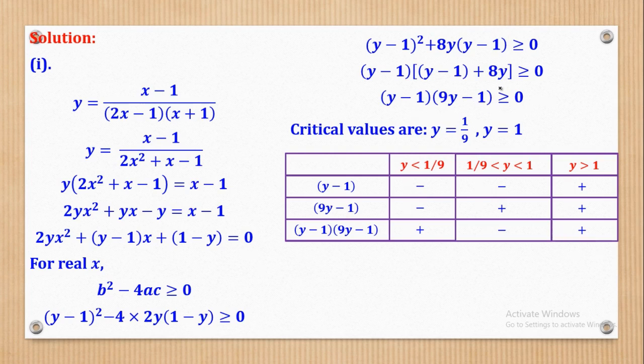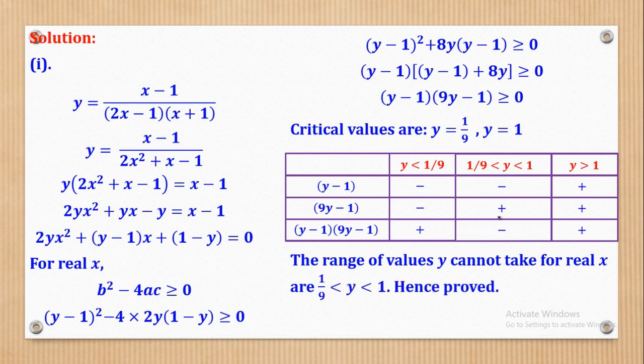Now when you look at this inequality, greater than 0 means that they are positive, therefore the unwanted part is the one which is negative, therefore y cannot lie in this interval, which is this. So basically that is what they wanted in this Roman.